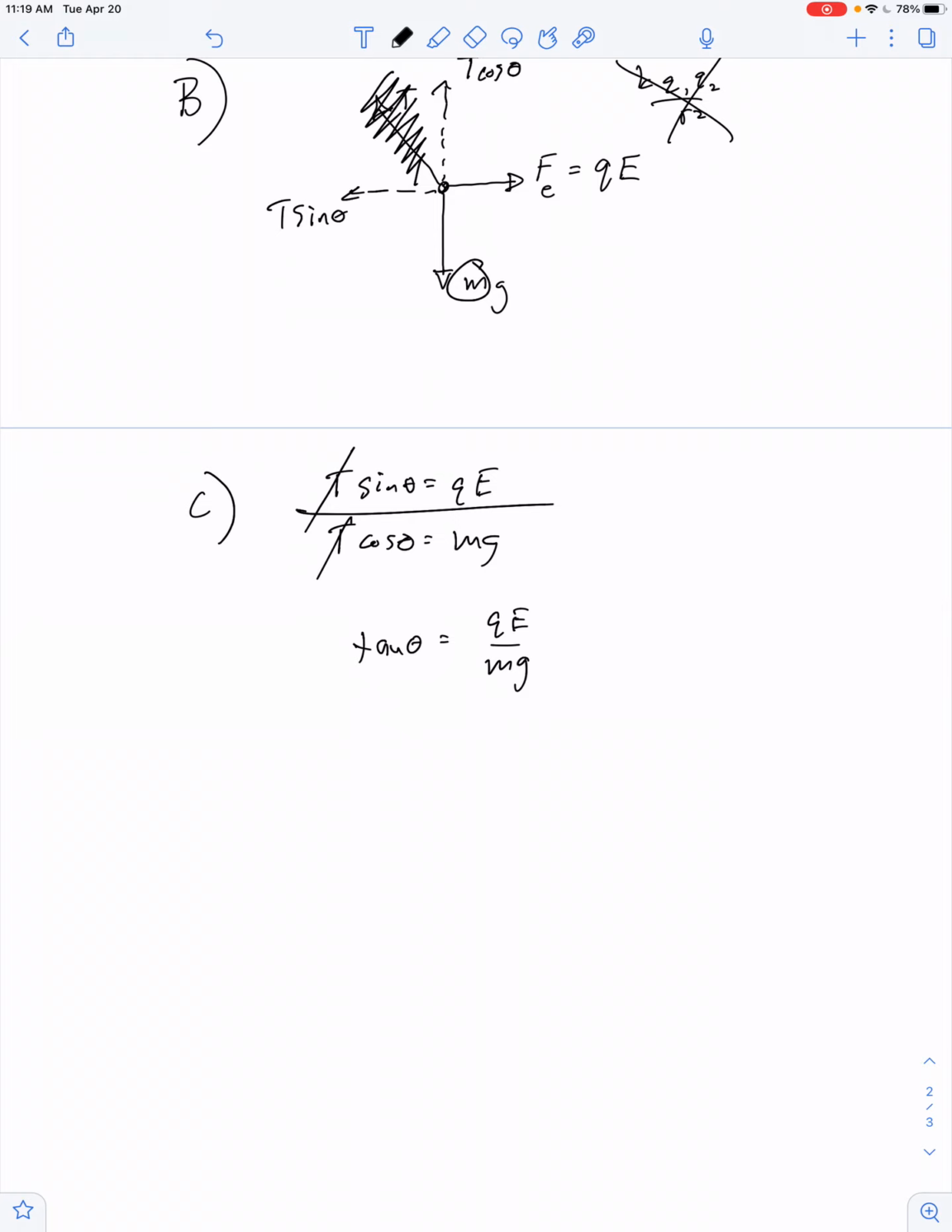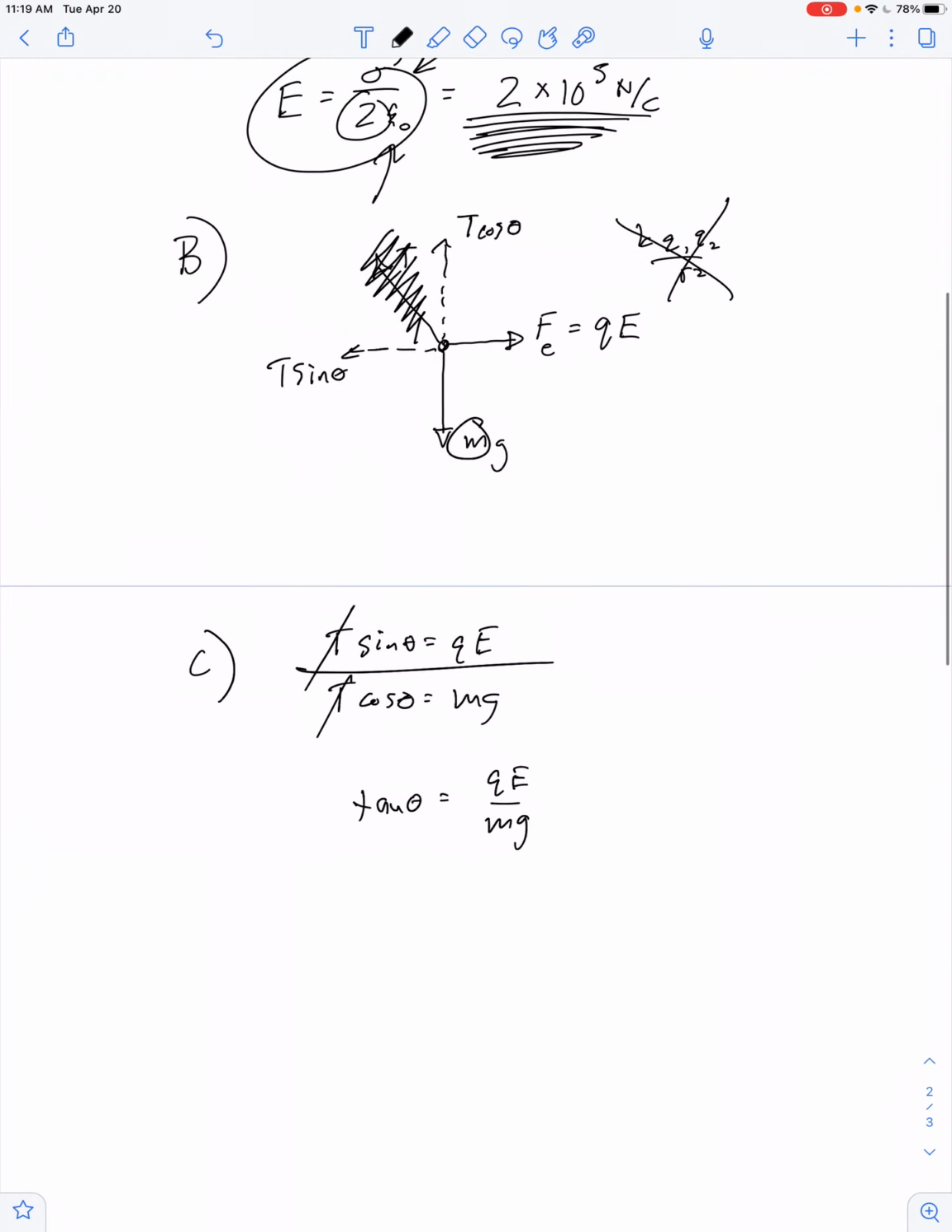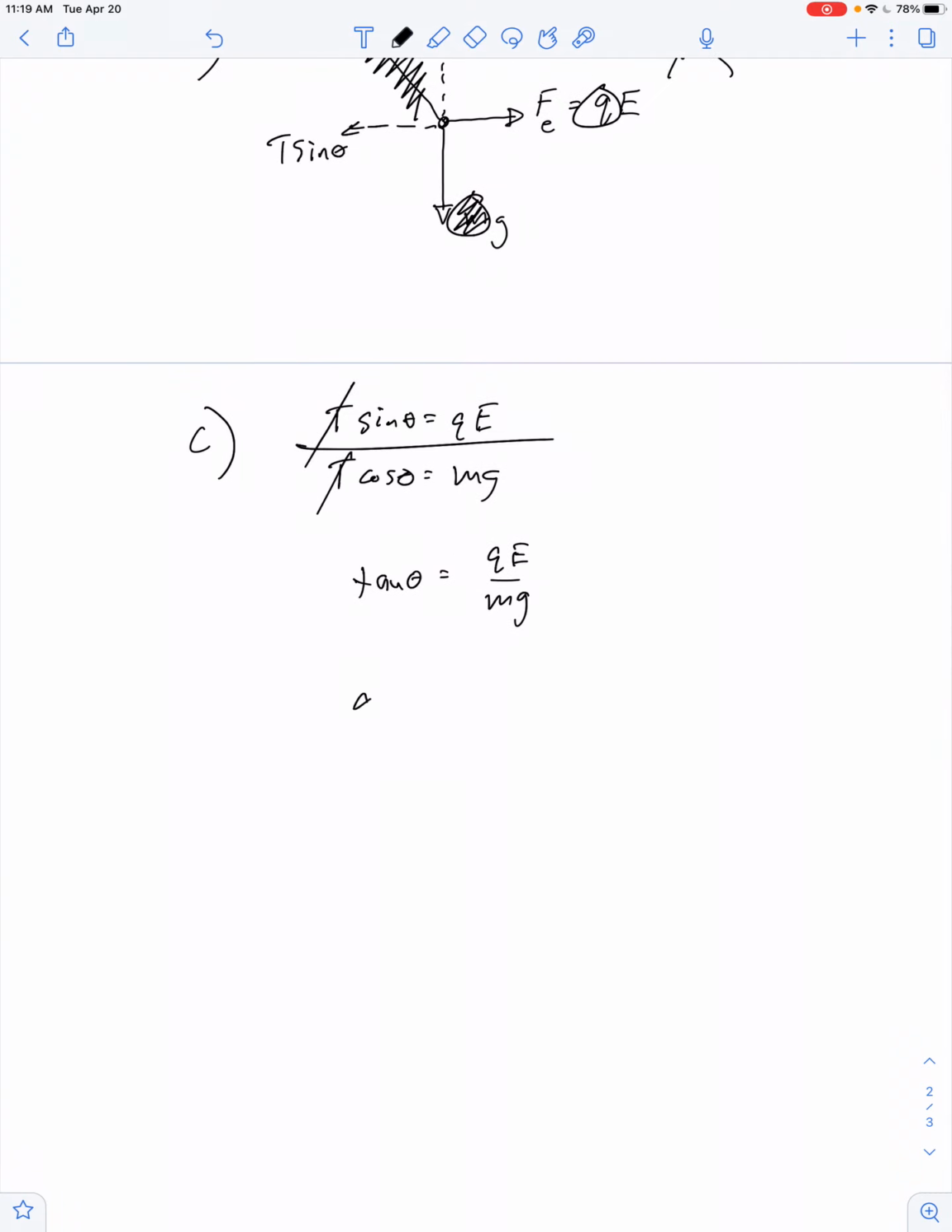I'm sorry, we're not trying to solve for the mass. We're given the mass. We're trying to solve for the amount of charge. Okay, so Q is equal to mg tan theta divided by E.